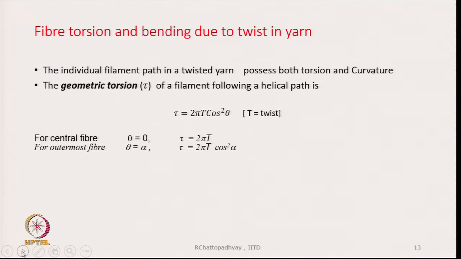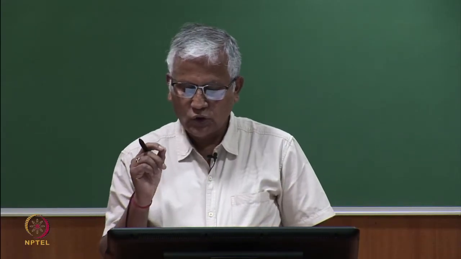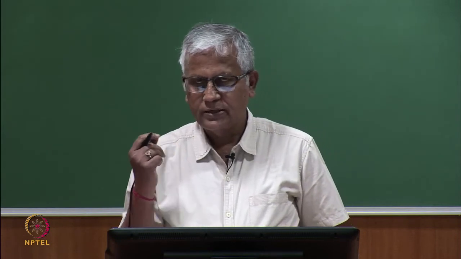Now, what happens is that the individual filament path in the twisted yarn possesses both torsion and curvature. So, each filament or each fiber in the twisted yarn is subjected to torsional stress, and also there is a bending because it is following a spiral path. We are forcing the fibers to follow a spiral path by twisting it. As a result of that, what is happening? Fibers are bending and fibers are also getting certain amount of torsion with respect to their own axis.